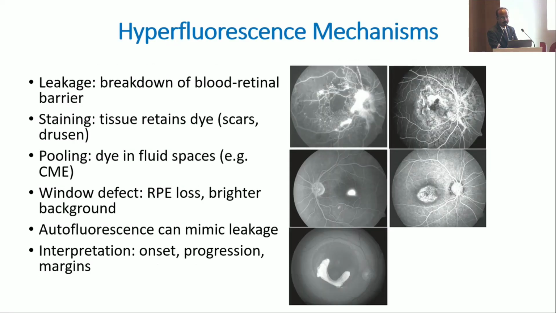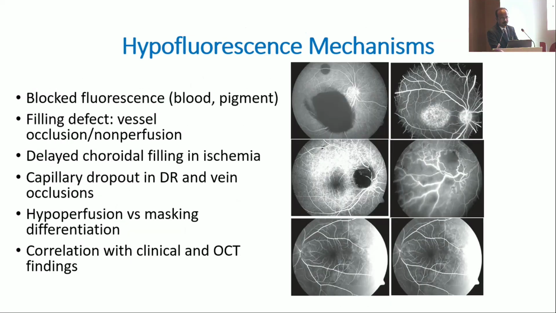There are mainly two patterns, that is hyperfluorescence. In hyperfluorescence, we have leakage, staining, pooling, window defect, and autofluorescence. And in case of the hypofluorescence pattern, we have block fluorescence, filling defect, delayed choroidal filling, capillary dropout, and hypoperfusion, and by correlating, we can take decisions based on the diseases.